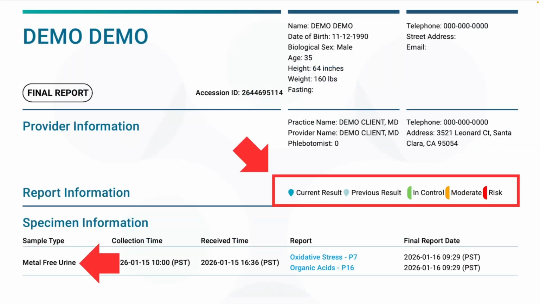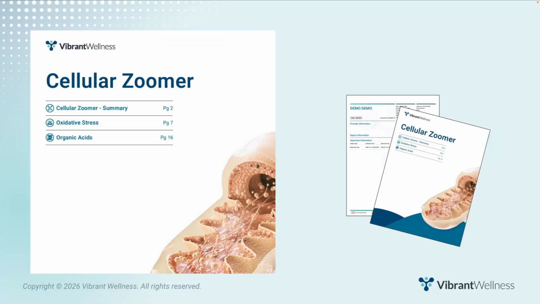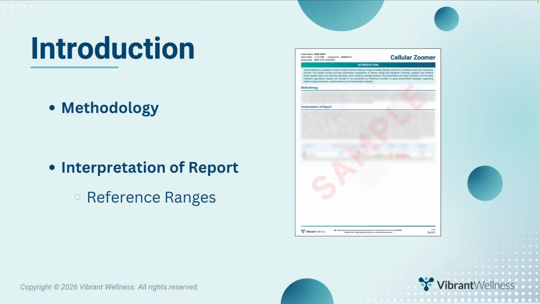The cover page identifies a sample type and includes the results interpretation key. The index lists the 3 sections of the report: the Cellular Zoomer summary, oxidative stress, and organic acids. The introduction page is where you can find the methodology and interpretation of report, and I highly recommend reading this page, especially if you want to learn about the methodologies used or how reference ranges were established.